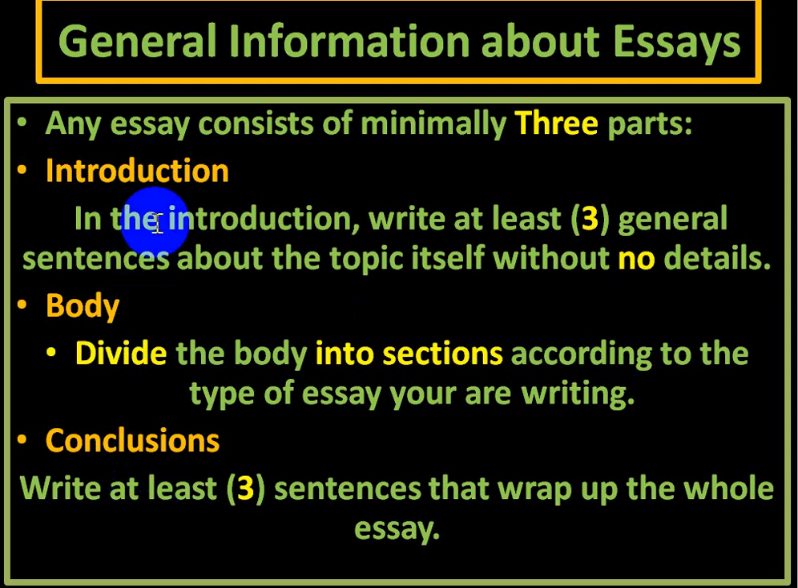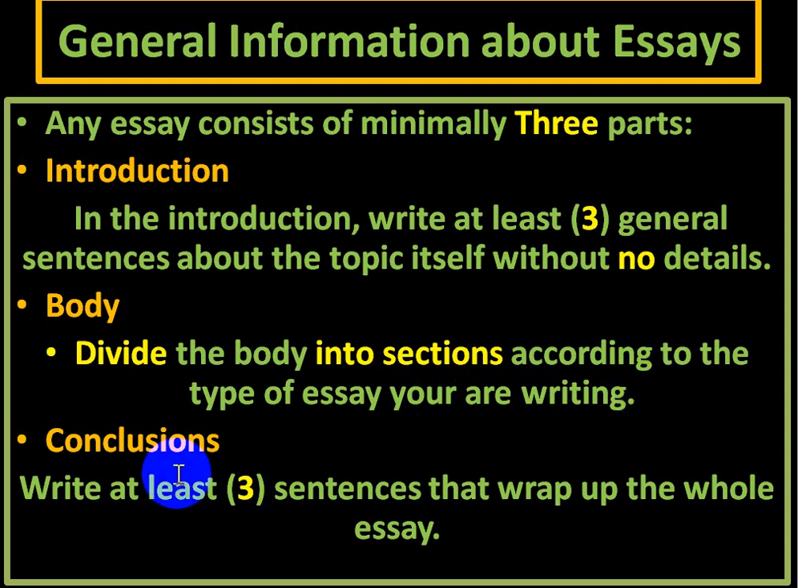In the introduction, you have to write at least three general statements about the topic itself, with no details. Three general statements. In the body, you have to divide the body into sections according to the type of essay you are writing. If you are writing, for instance, about the pros and cons of smoking, there are two parts, one for the pros and another for the cons, advantages and disadvantages. So it depends on the type of the topic.